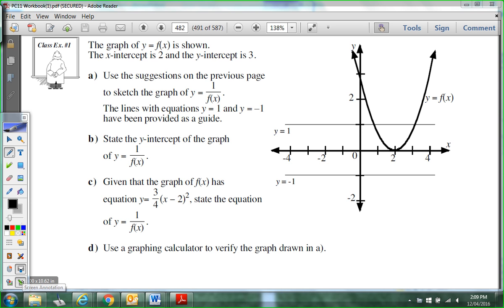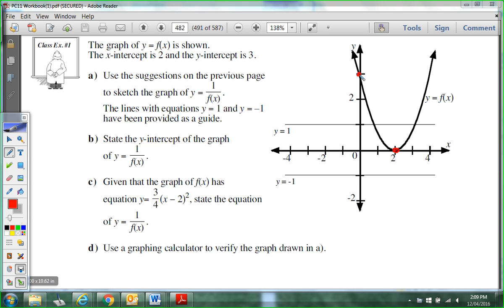Okay, so the graph of y equals f of x is shown. The x-intercept is 2 and the y-intercept is 3. So they're giving you a bounced parabola. Let's use a different color here so we can see a little better. We got a bounce there at 2, and I got that at 3. Use the suggestions on the previous page to graph this.